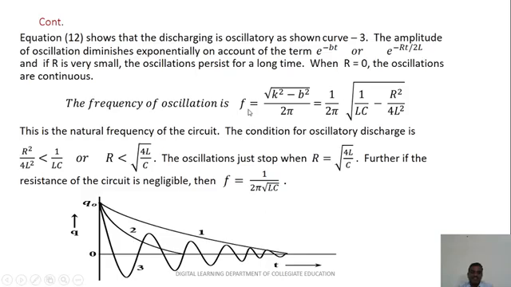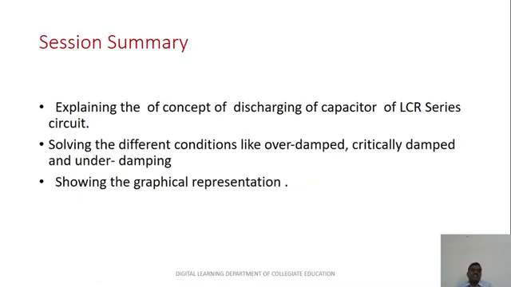And the frequency of oscillation f is equal to root of k square minus b square divided by 2 pi. If you substitute the k square and b square values, we get f is equal to 1 by 2 pi root of 1 by LC minus r square by 4l square. This is the natural frequency of the circuit. The condition for oscillatory discharge is this. The oscillation just stops when r is equal to root of 4l by c. Further, if the resistance of the circuit is 0 or negligible, then f is equal to 1 by 2 pi root of l by c.